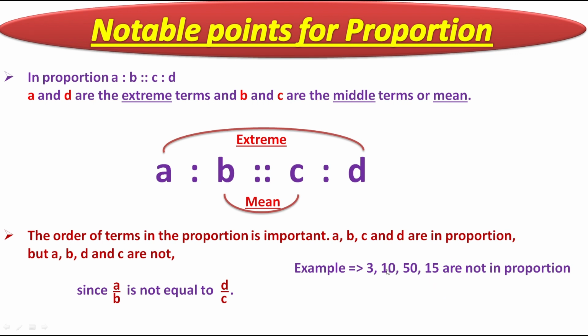So these four terms are not in proportion, since 3/10 is not equal to 50/15, because when you find the equivalent of 3/10, we will not get 50/15 as the equivalent. Therefore, if these four terms were in order as 3, 10, 15 and 50, then they were in proportion, but the terms C and D have got jumbled. Therefore, these four terms are not in proportion now. Understood? So the notable points for proportion are over.